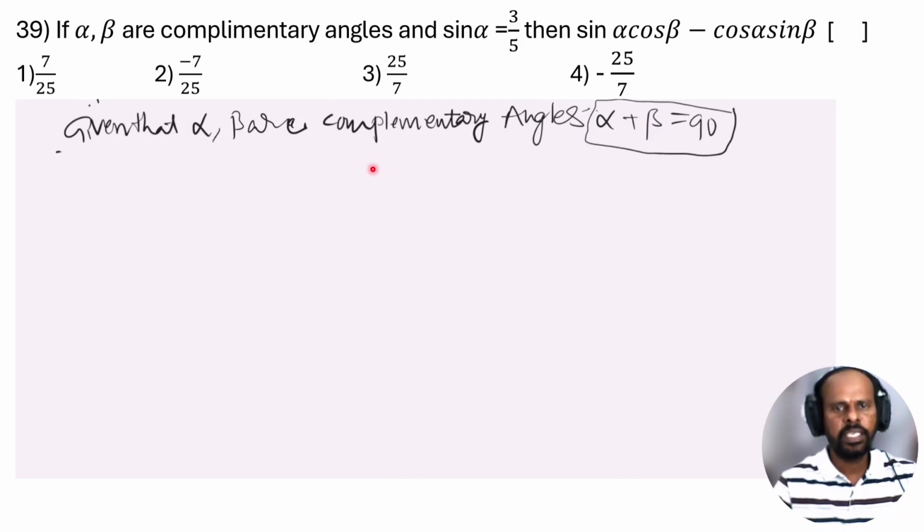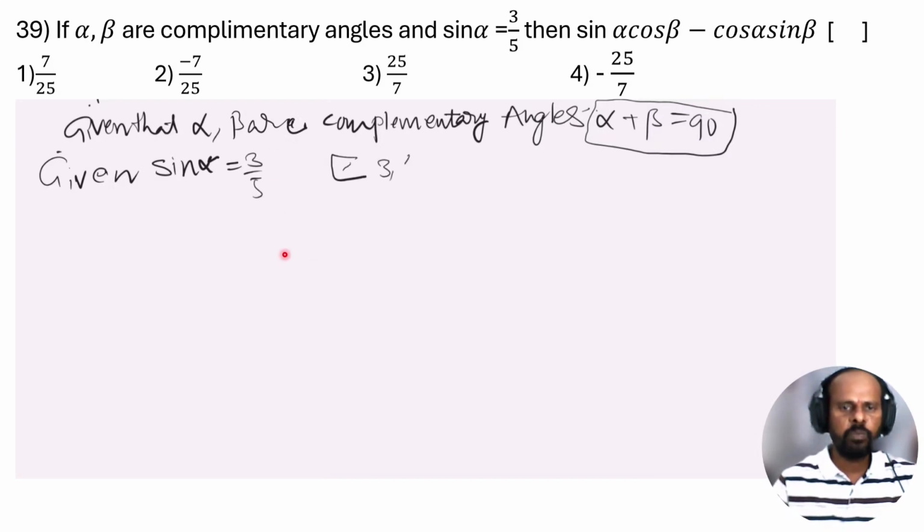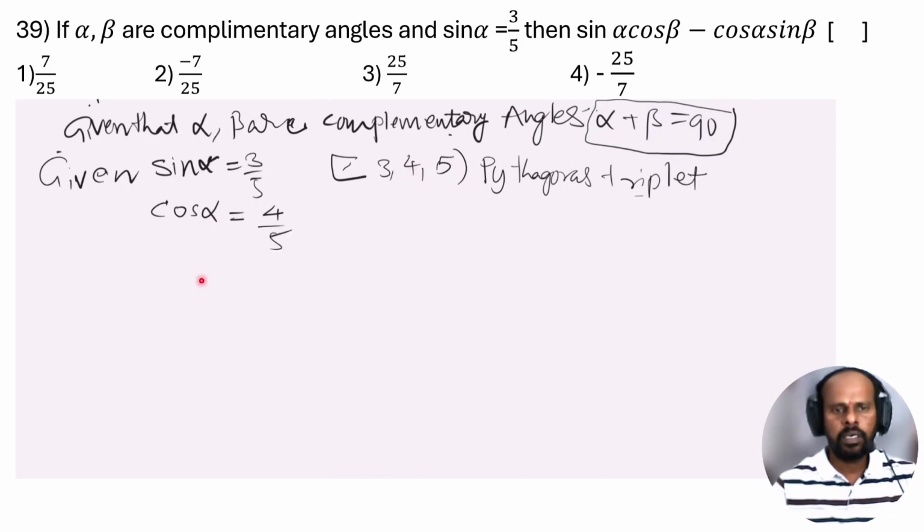And the ratio given is sin alpha equal to 3 by 5. So 3 by 5 means opposite by hypotenuse. By using the Pythagoras triplet 3, 4, 5 you can find the other ratios. So here 3 is opposite, 5 is hypotenuse, and 4 is adjacent, remember it. Now the cos ratio is adjacent by hypotenuse, so 4 by 5. Okay, sin alpha we got, cos alpha we got.